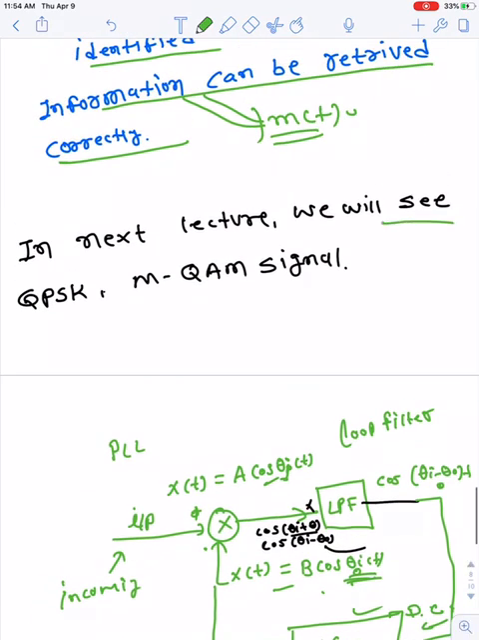In the next lecture we will see the QPSK signal and QAM signal, known as quadrature amplitude modulation. So till here we will stop, and we will meet in the next lecture.